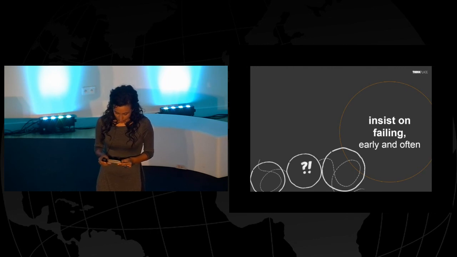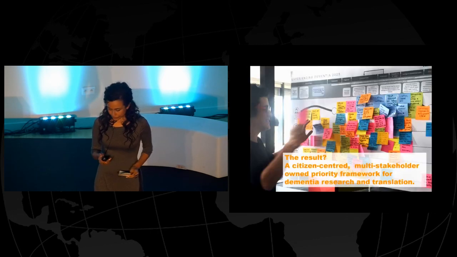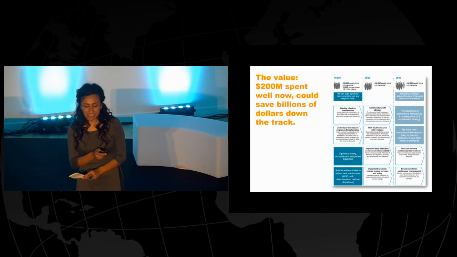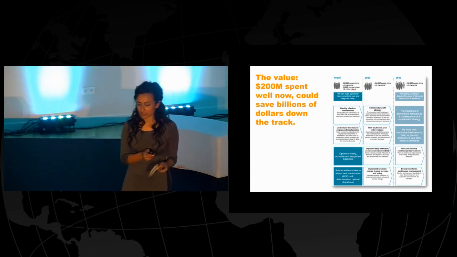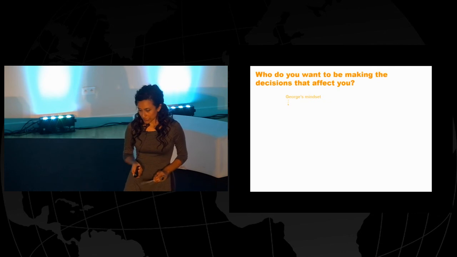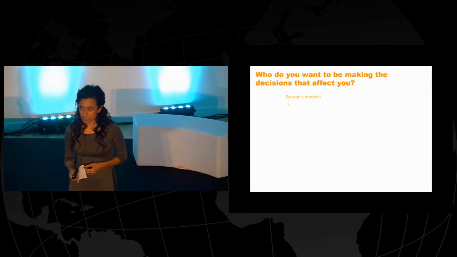Now, the last thing I want to do, one more thing actually, the value. $200 million spent now could have saved billions of dollars down the track, and you've got sort of a quick snapshot of the priority framework that we developed. And the last thing I want to do is introduce you to 2 people who I met a few years back.